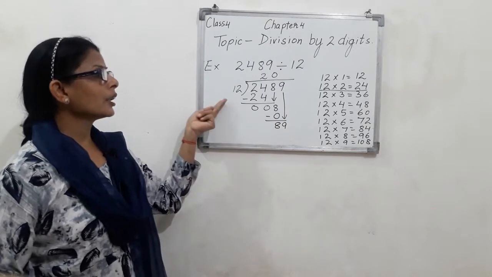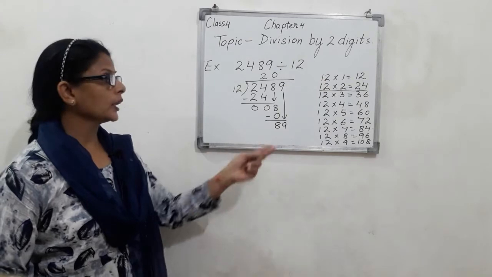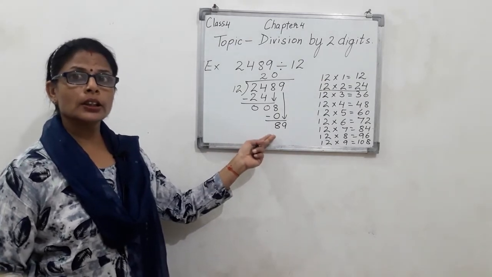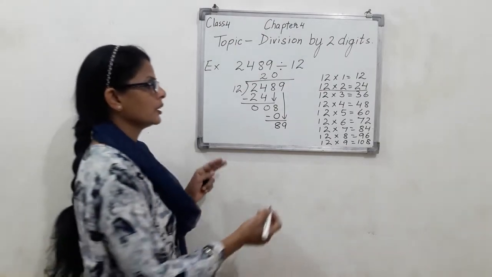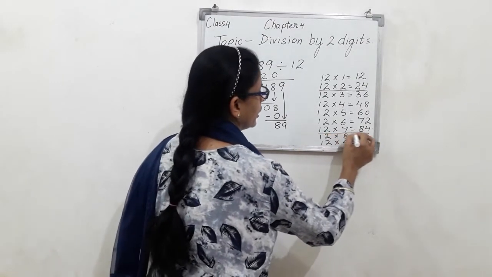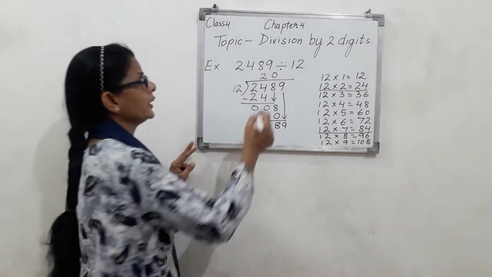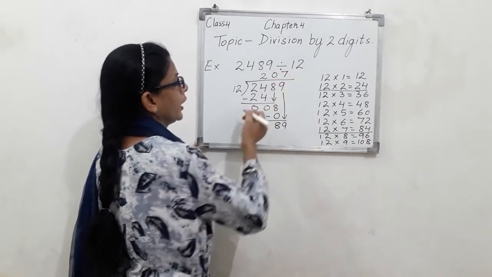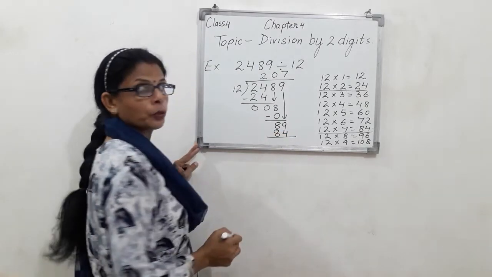Does 89 come in the 12 table? Just see in the 12 table. No, 89 doesn't come in the 12 table. Less than 89, what comes in the 12 table? We can see 84 comes. How many times? 7 times. So we'll write 7 on top and 84 below. 12 sevens are 84. Right?